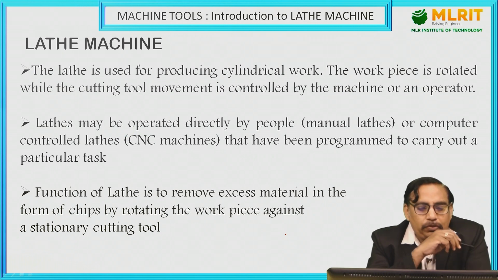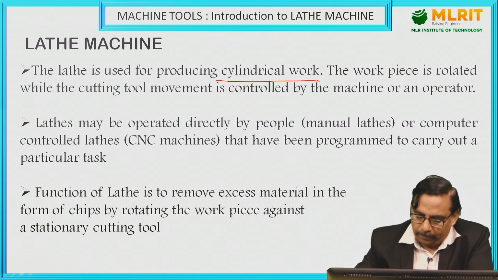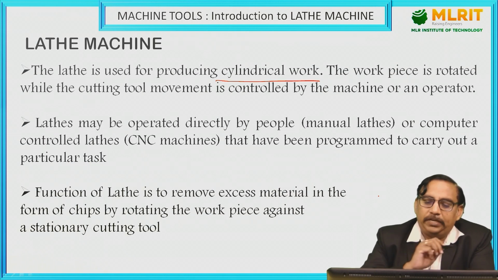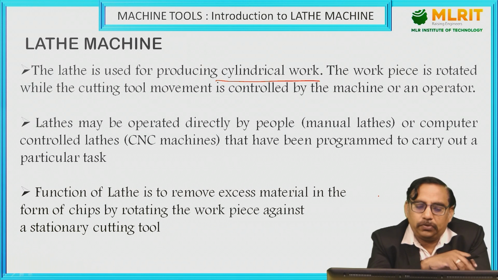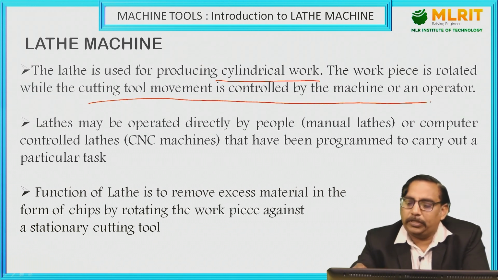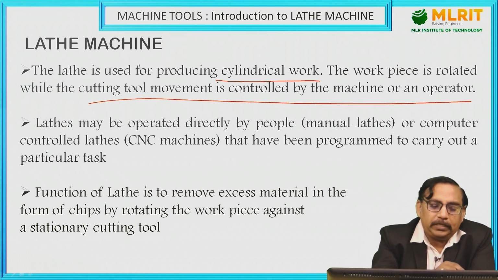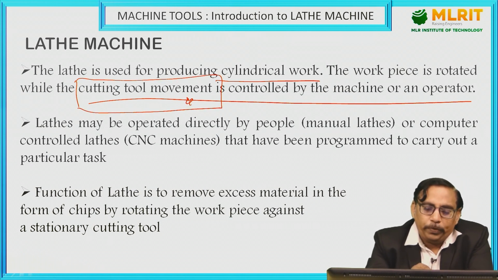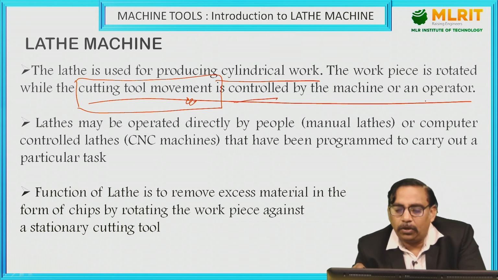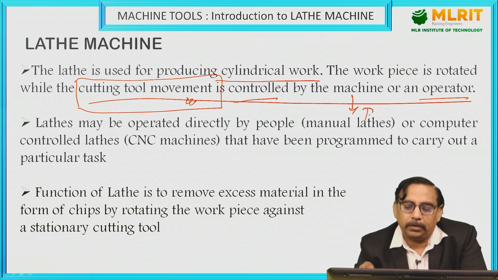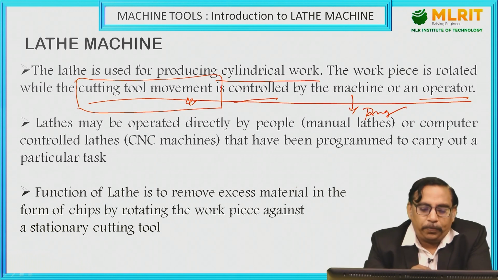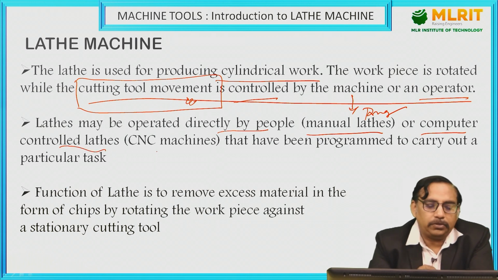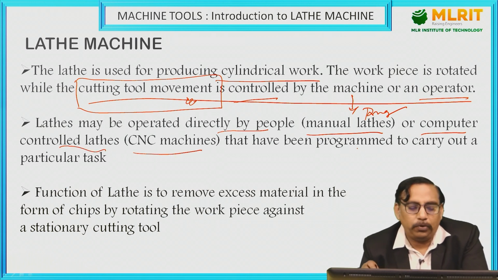The lathe machine is used to produce cylindrical work. As I said in the previous slide, 90% of the desired shapes will be cylindrical only. The workpiece is rotated while the cutting tool movement is controlled by the machine or an operator. The cutting tool, as we said, will be in fixed motion, and its movement will be controlled by the machine or the operator. Machine means in a programmed way. Lathes may be operated directly by people, called manual lathes, or computer controlled, called CNC machines, which have been programmed to carry out a particular task.